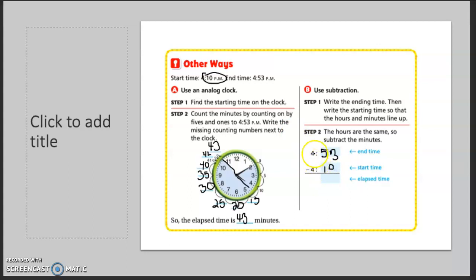My hours are the same, so I don't have to worry about subtracting them. So I'm just going to subtract my minutes. 3 from 0 gives me 3. 1 from 5 leaves me with 4. So my answer is still 43 minutes. Okay, let's look at some sample questions together.